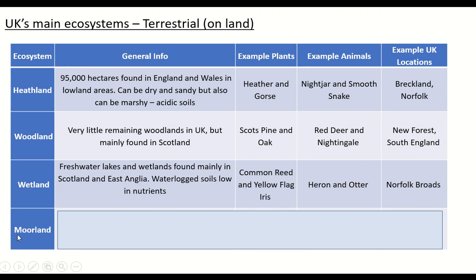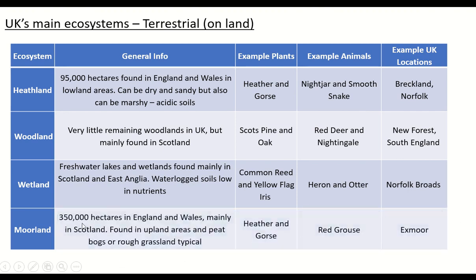And then lastly, moorland. Now the difference between heathland and moorland is altitude. We've got quite a lot of moorland in England and Wales, but most of it you'd find in Scotland. So it's in upland areas. The soils are quite peaty, boggy. There tends to be rough grassland, and again, just like in heathland, which is lowland areas, you'll find heather and gorse growing there. Species you'd find there are red grouse, and there's an example in England of Exmoor, which is down in the southwest of England, but like I said, most of it you'll find in the highlands of Scotland.